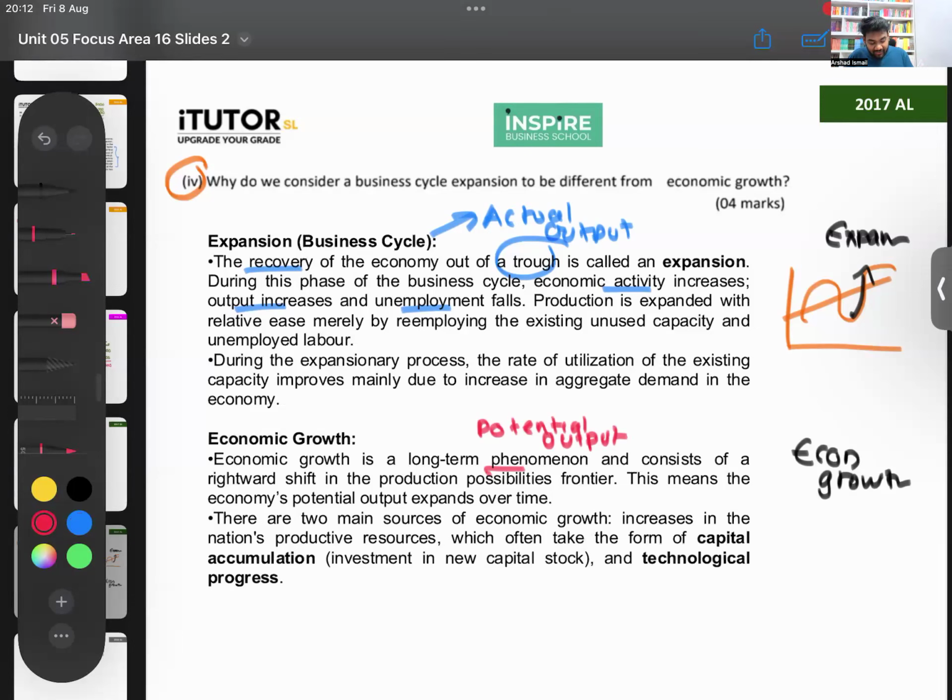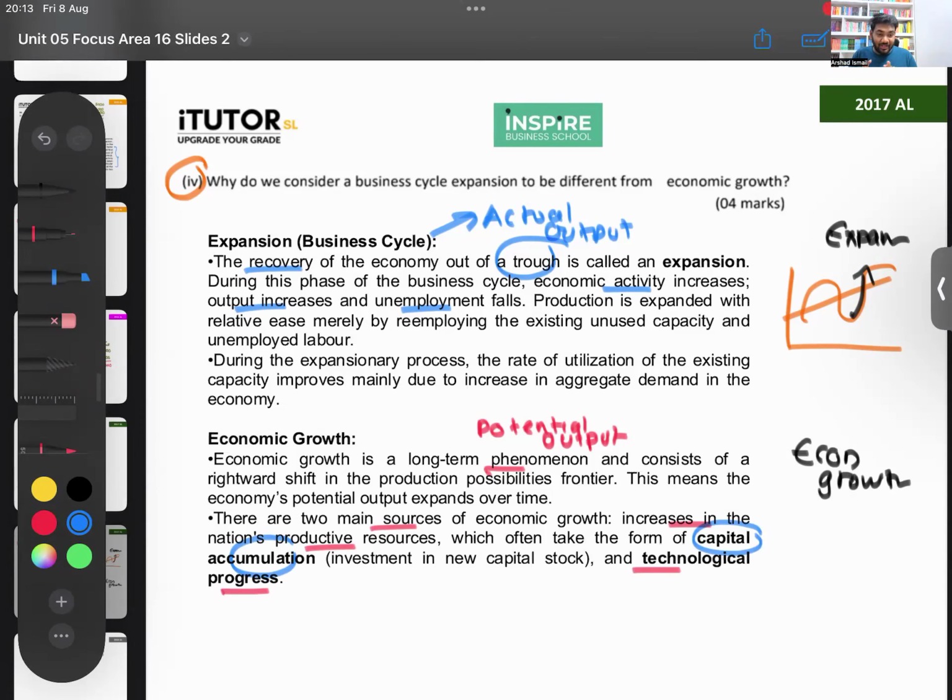So how can you have economic growth? Two main sources of economic growth. One is an increase in the nation's productive resources. If your resources increase, your PPC can shift, your potential output can increase. Or it could be an improvement in productivity, that is, with technological progress and all of that. So usually capital accumulation, new investments, all of it happens in economic growth.